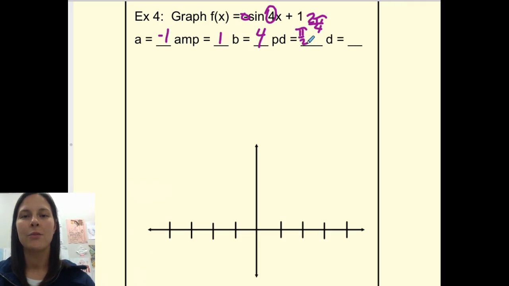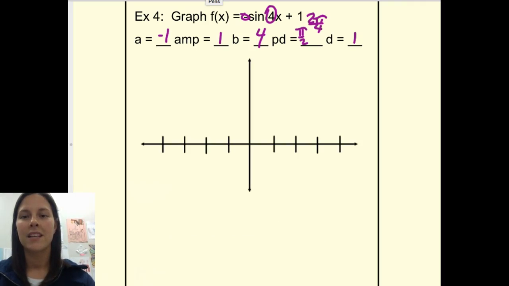D is any value that we're adding or subtracting to the function. In this case, we have a d value of 1, which is shifting our graph up 1. Scaling our x-axis, we will take the period of pi over 2, put that out at the furthest scale. Dividing pi over 2 by 4 is the same as multiplying by 4 in the denominator. So we're scaling by pi over 8 on this one.